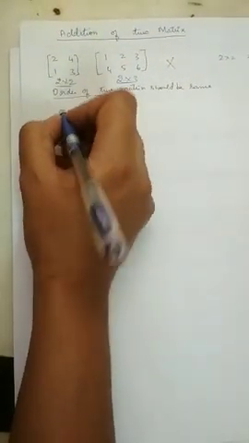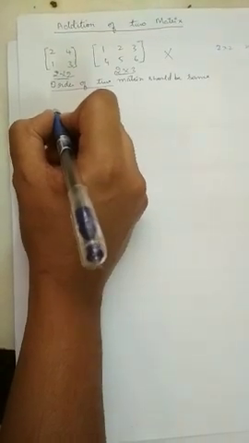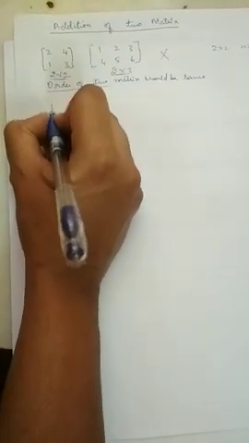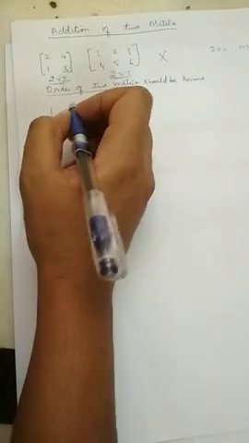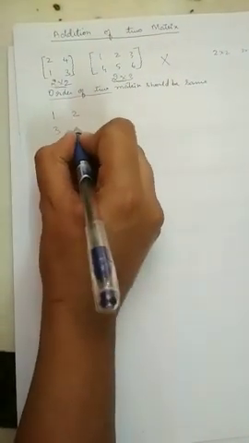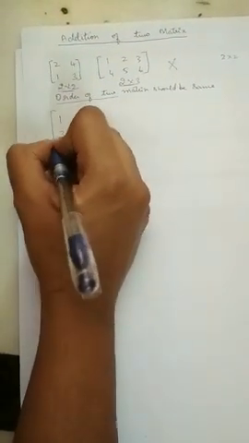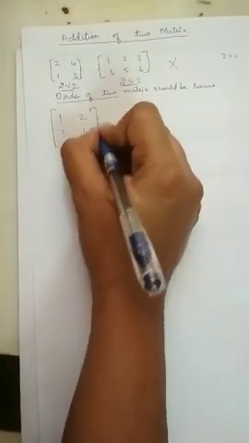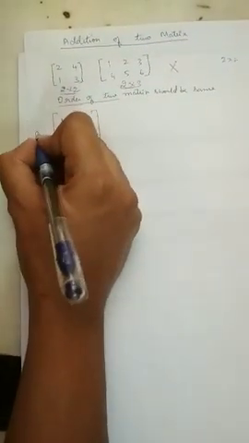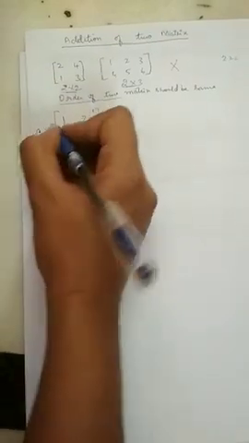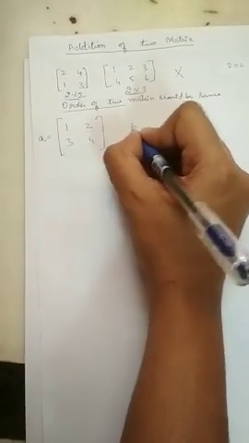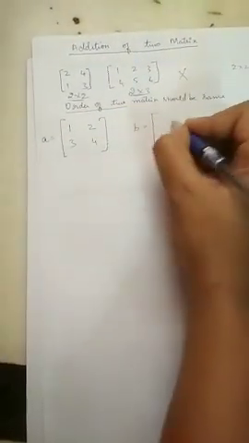So let us take one example where our order is same. Okay. So let us take some of the elements. 1, 2, 3, 4. So a simple 2 cross 2 matrix I am taking. Let me take the matrix name as A. Let me take one more matrix as B. Take any elements.